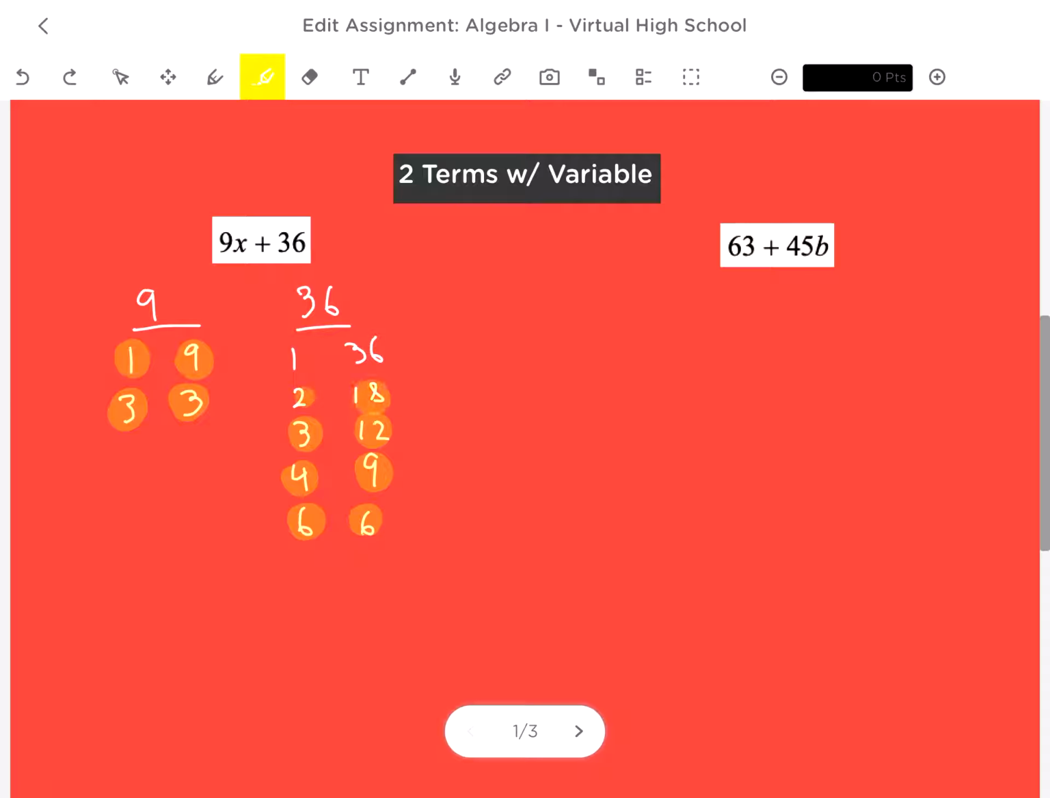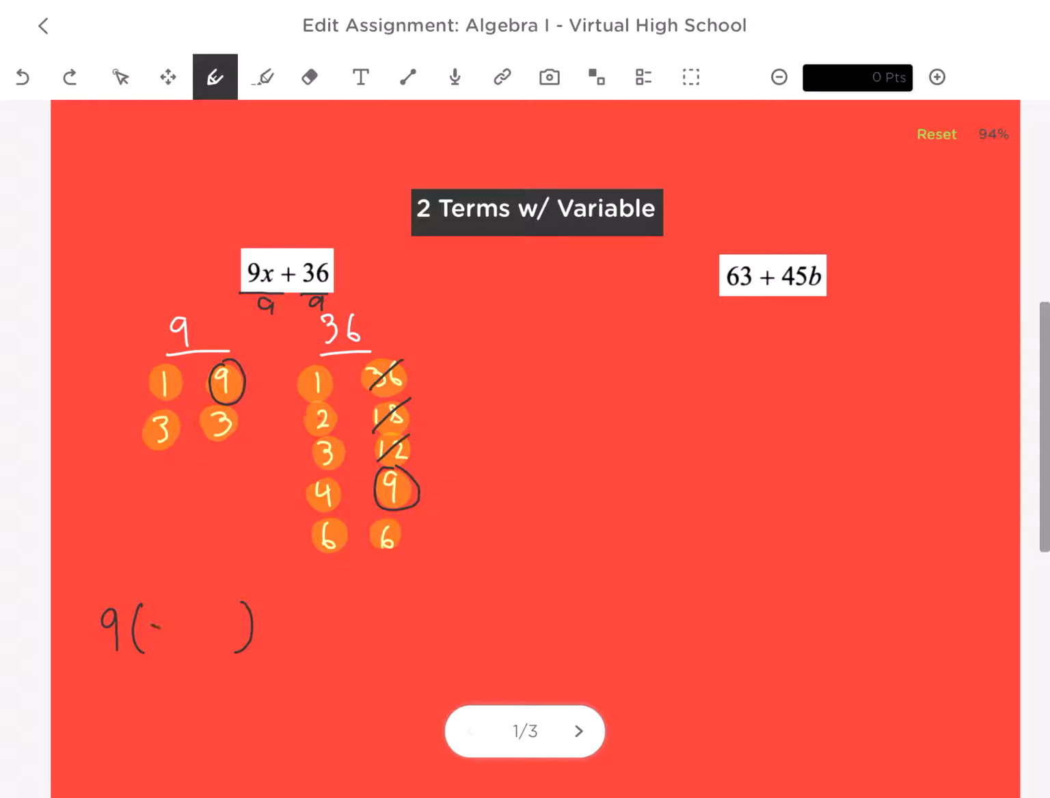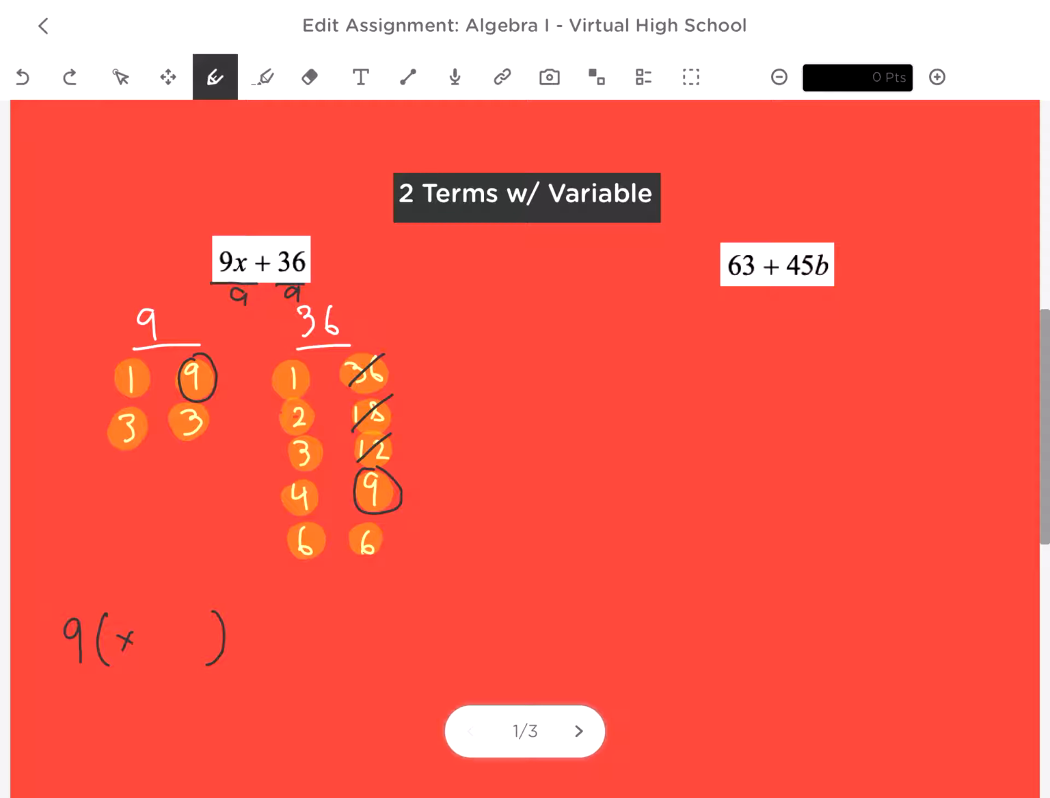I'm going to go step by step and eliminate everything I need to. 36 doesn't work, 18 doesn't work, 12 doesn't work, 9 does. That's the number I'm going to divide both of the terms in the polynomial by. I'm going to divide both by 9, and pull a 9 outside and make parentheses. So I have 9, and then 9x divided by 9 is just x. 36 divided by 9 is 4, and that is my answer.